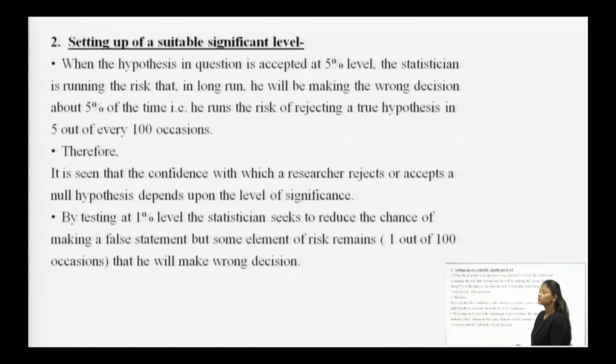So, how to set up a suitable level of significance? When the hypothesis in question is accepted at 5% level of significance, then the statistician is running a risk, that is, in the long run, he will be making a wrong decision about 5% of the times, but 95% of the times he is right.